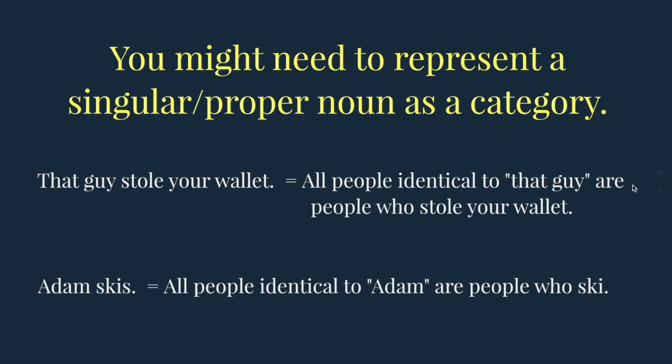I have to use my standard copula are and then change stole my wallet into a category of things. So the guy stole my wallet. So all people who are identical to that guy are people who stole my wallet.